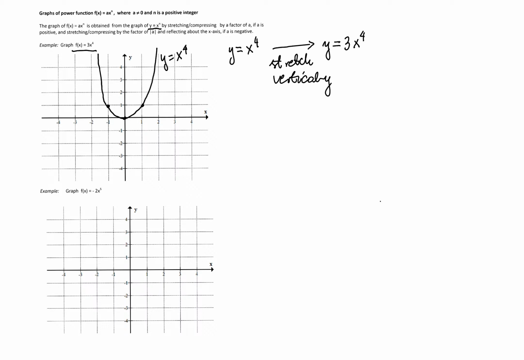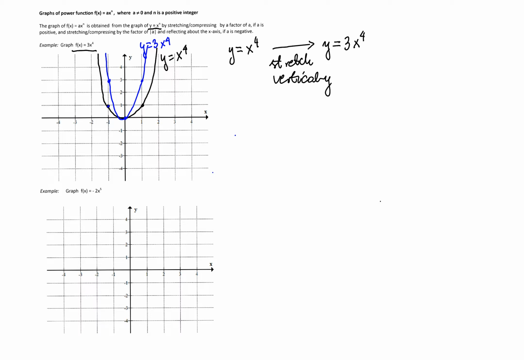Now to stretch this graph 3 times vertically, we'll have to multiply the y coordinate of every point on the graph of the basic function by 3. So 0, 0 will stay where it was. Point -1, 1, if y is multiplied by 3, will end up with the point -1 and 3. And 1, 1 is going to be transformed to the point 1 and 3. And the graph is going to be stretched. This is the graph of 3 times x to the 4th.